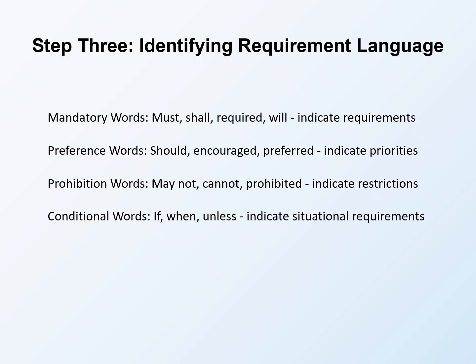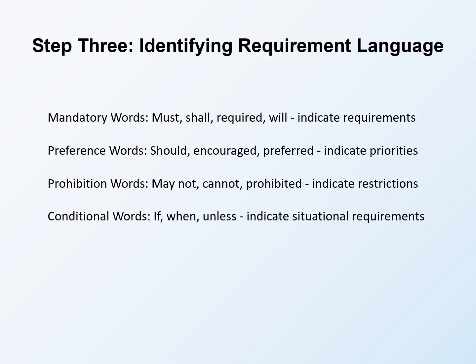Mandatory words like must, shall, required, and will indicate absolute requirements. When a NOFO says applicants must demonstrate, demonstration is required. Missing a must means non-compliance. Capture every mandatory requirement. Preference words like should, encouraged, and preferred indicate priorities that are not absolute requirements.